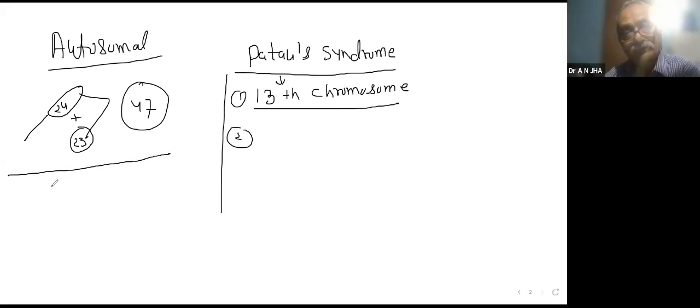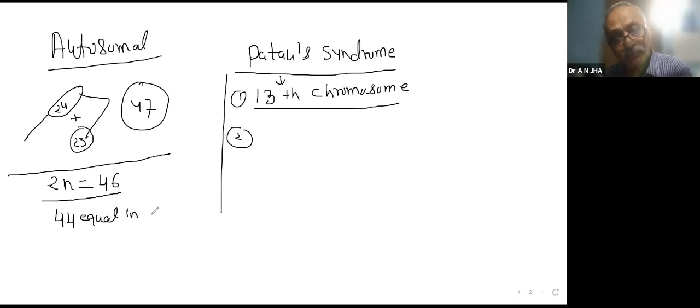This is a very basic thing. We have 2n equal to 46. I think you know it. There are 46 chromosomes. 44 chromosomes are equal in everything, equal in male or female.